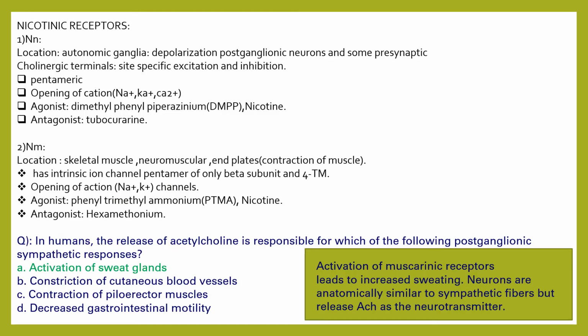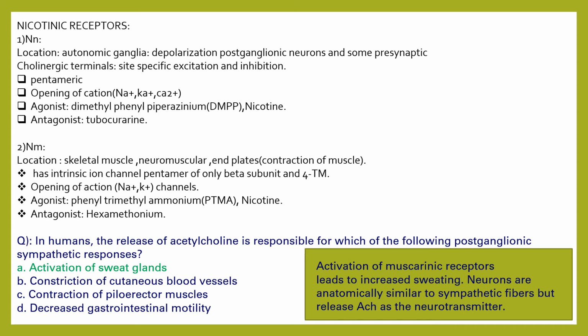Here come the nicotinic receptors. Nicotinic receptors are classified into two types: NN and NM. And NN location is autonomic ganglia, which causes the depolarization of postganglionic neurons and some presynaptic cholinergic terminals. Site specific excitation and inhibition can be seen.